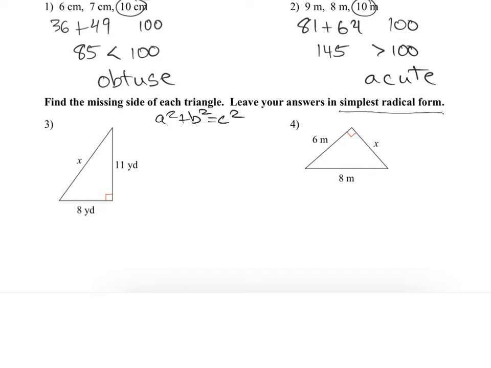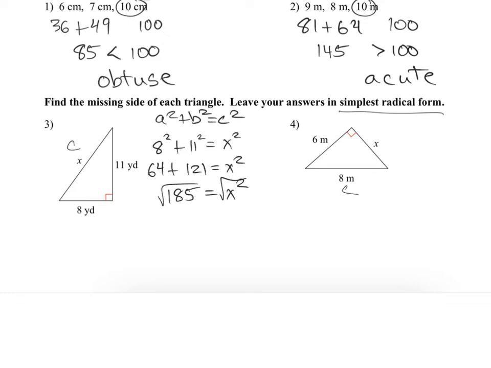So let's do a squared plus b squared equals c squared. C is always your hypotenuse. All right, so 8 and 11 are your a and b. So 8 squared plus 11 squared is equal to your x squared. All right, so 64 plus 121 is equal to x squared. This is 185 equals x squared. Then you take the square root to get rid of your square on the x. And 185 does not break down, so that is the actual answer. So x is equal to the square root of 185. So you're done with that one. That's in simplest radical form.